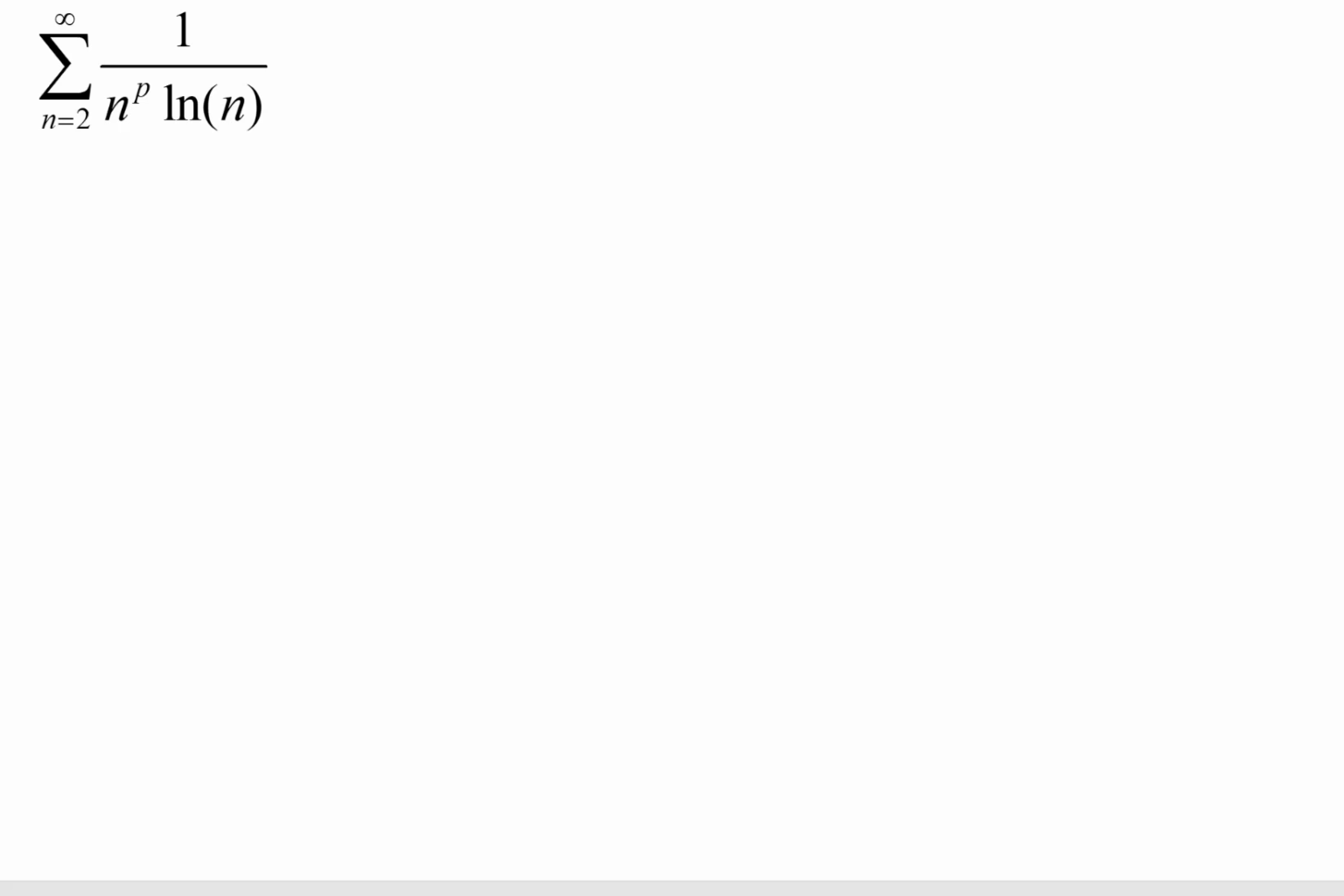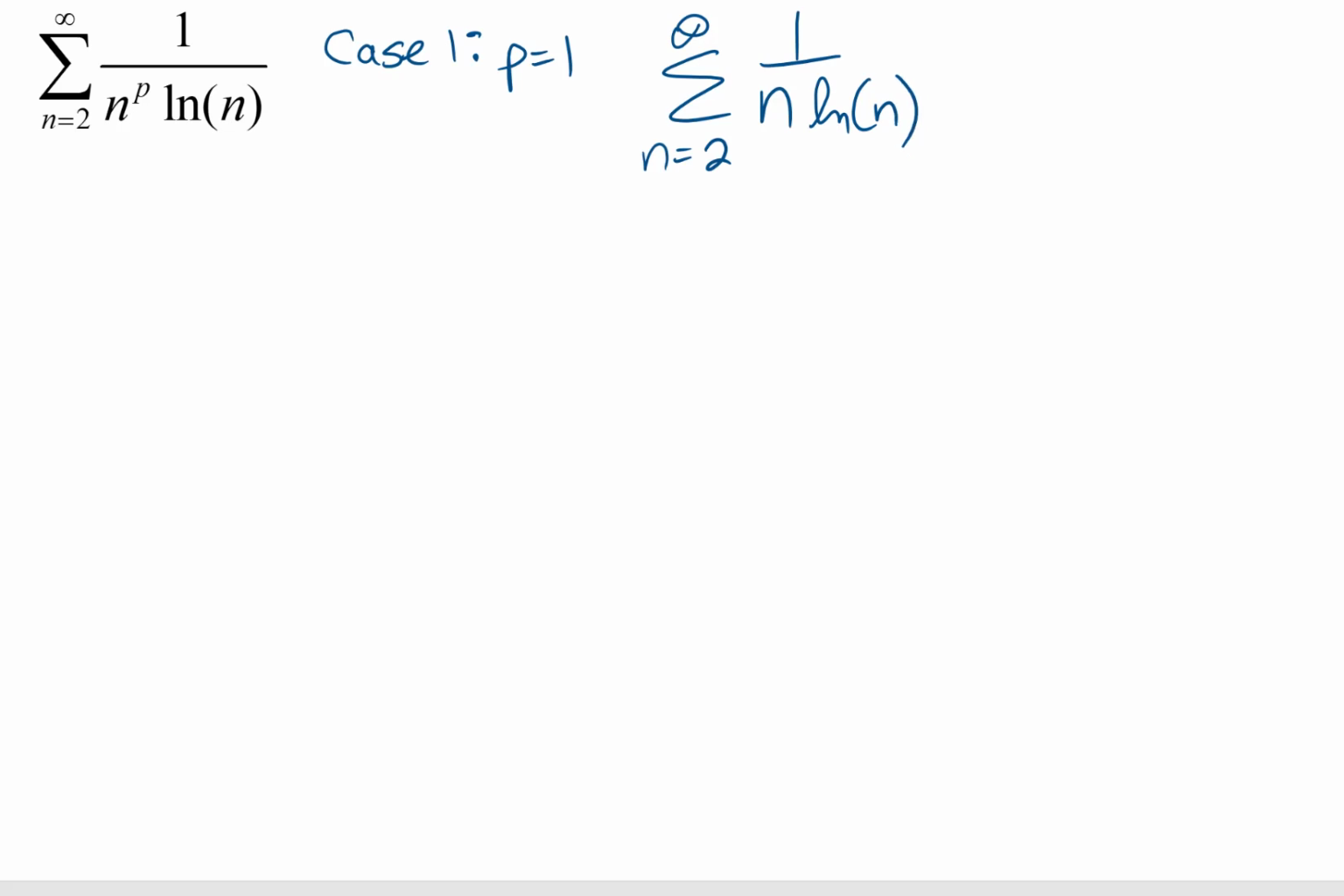In order to do that, we're going to need to look at three different cases. So the first case we're going to consider, case 1, what if P equaled 1? Let's write out what that series looks like if P equals 1. This would be just 1 over n to the 1, so we don't need to write the 1, natural log of n. Okay, to determine whether this series converges or diverges, we could use the integral test.